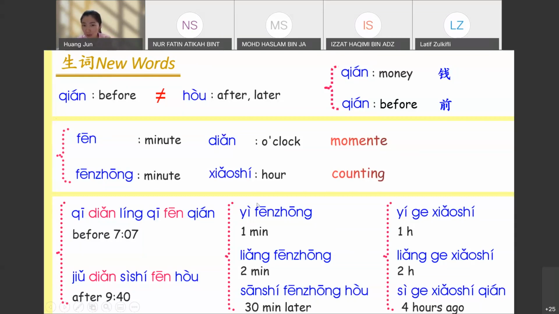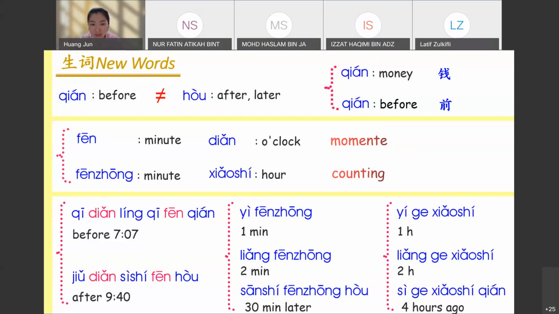So remember, when counting minutes, we use 分钟. But it's a special case, we don't put 个 in the middle. Did you see the special one? For minutes, we don't put 个. But for hours, you must put 个 there. So always remember when you're counting, we always have to put 个 in the middle. But we have some special cases.